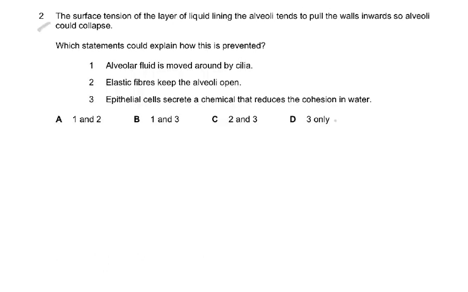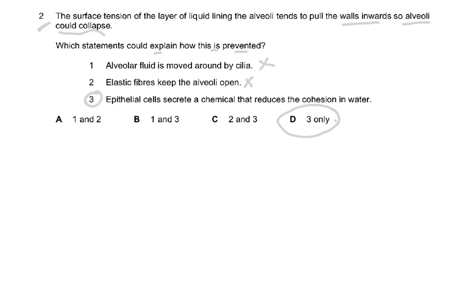Now coming to question number 2, the surface tension of the layer of liquid lining the alveoli tends to pull the walls inwards, so alveoli could collapse. Which statements could explain how this is prevented? Alveolar fluid is moved around the cilia. There is no cilia in the alveoli. Elastic fibers keep the alveoli open. Elastic fibers only stretch and recoil. So the only answer which was correct was 3. So that is why the answer was D.